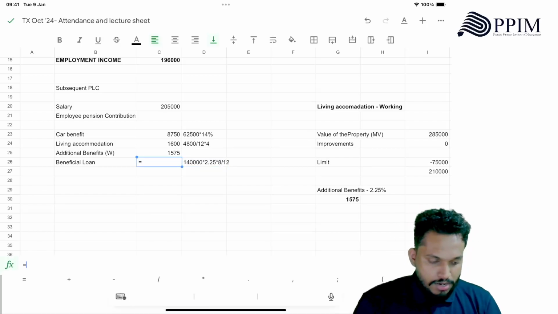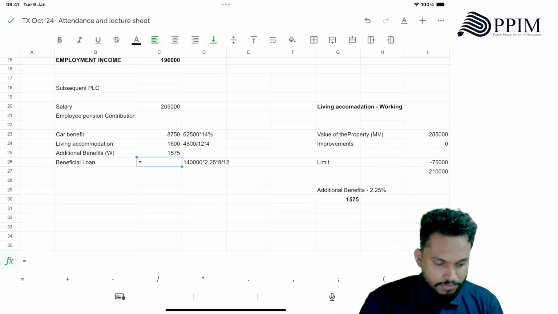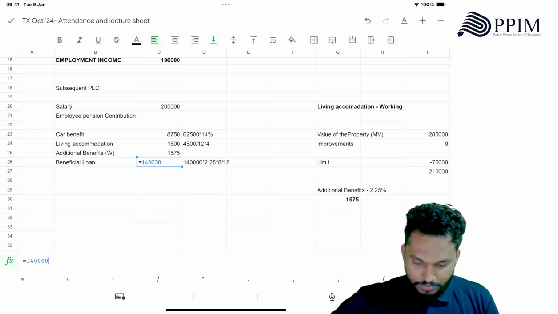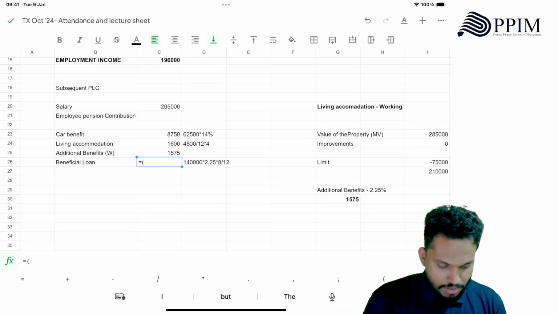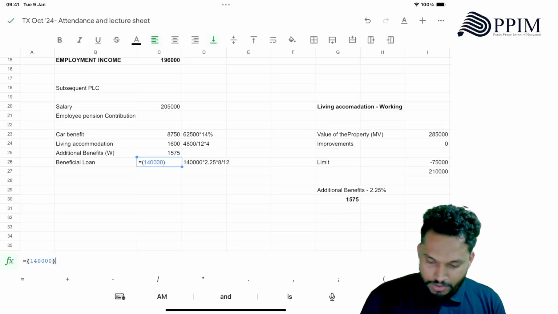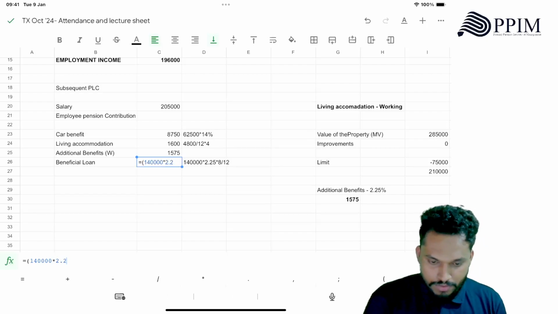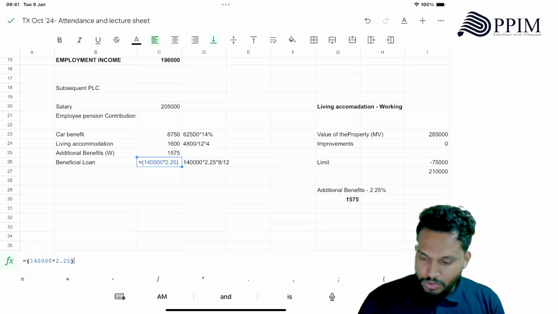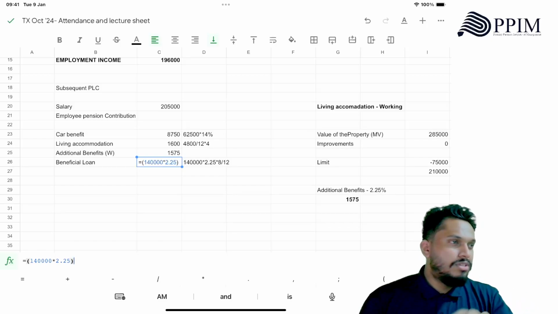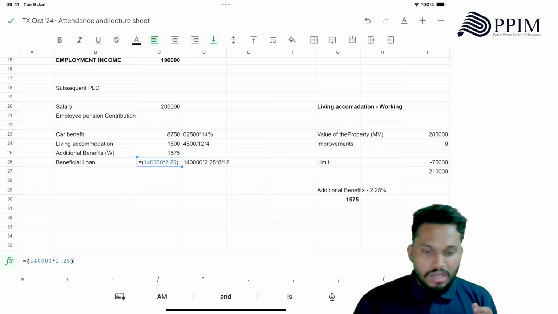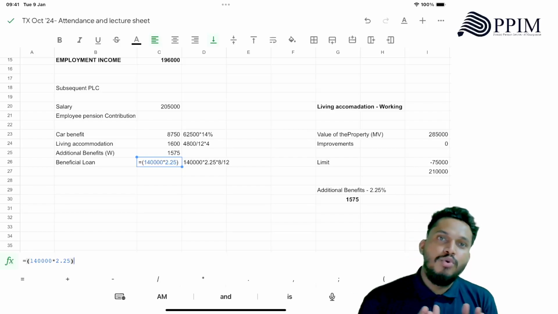So you need to take 140,000, in the brackets. Let me put it in the brackets. 140,000 into 2.25. You can get it from the calculator and punch it in, or you can use the equations. Better to use the calculator and punch it there, just in case. Don't waste your time unnecessarily if you don't know the Excel formula.